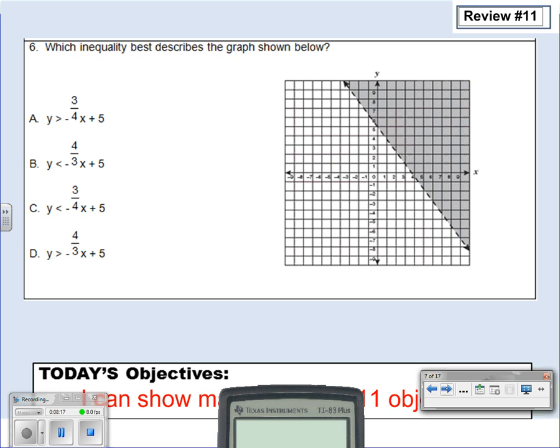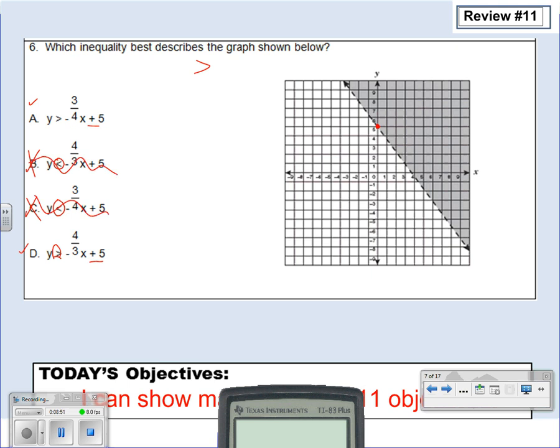Number 6, which inequality best describes the graph? Again, we see a dashed line, and it is shaded above my y-intercept. So dashed and shaded above means it has to be greater than. That means A is a possibility, B is no good, C is no good, D is a possibility. Let's look at the beginning point, or the y-intercept. We are starting at 5. Both A and D start at 5.